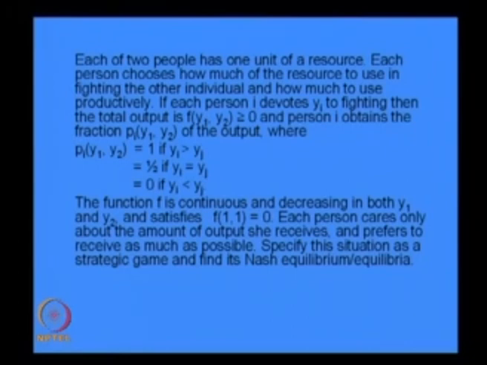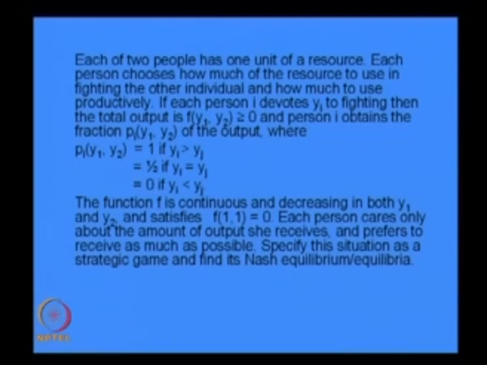Each of two people has one unit of resource. Each person chooses how much of the resource to use in fighting the other individual and how much to use productively. If each person devotes y_i to fighting, then the total output is (y1, y2), which is greater than or equal to 0, and person i obtains the fraction p_i(y1, y2) of the output, where p_i(y1, y2) is equal to 1 if y_i is greater than y_j, equal to half if y_i is equal to y_j, and equal to 0 if y_i is less than y_j.